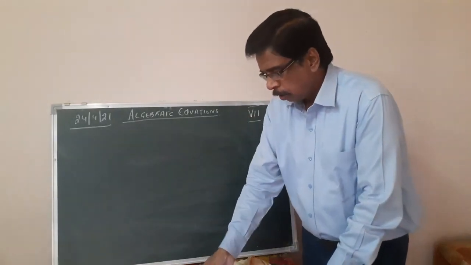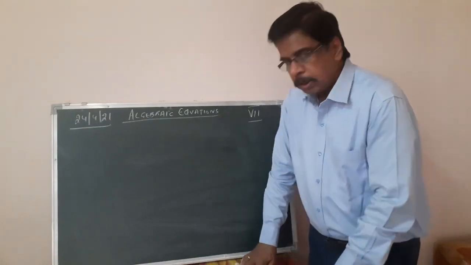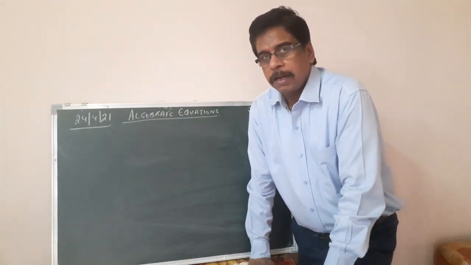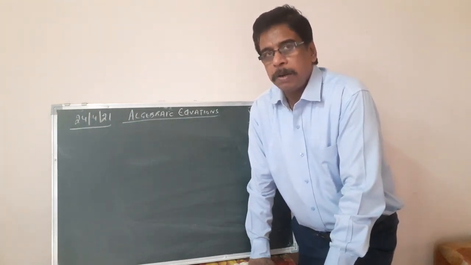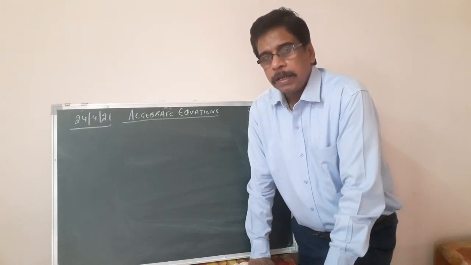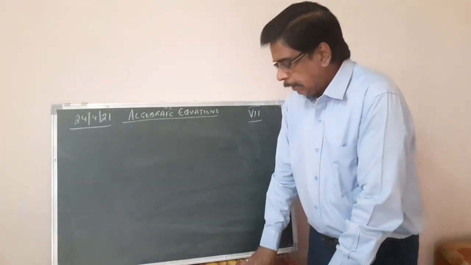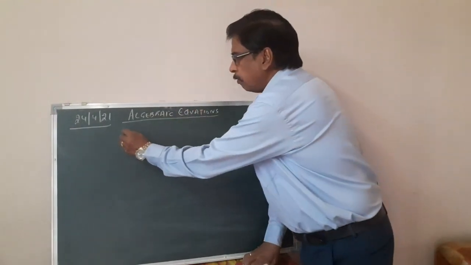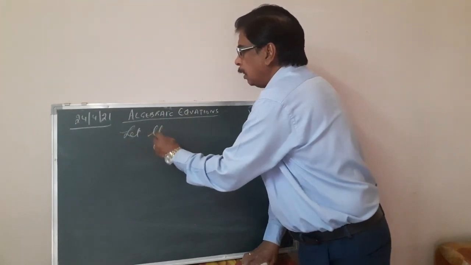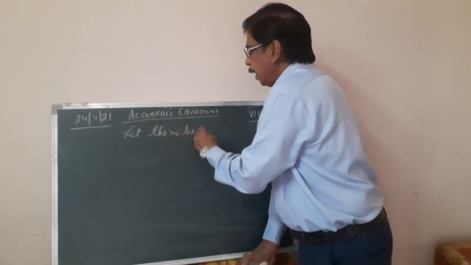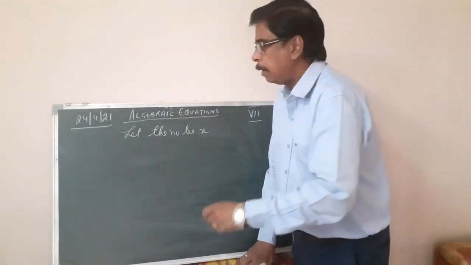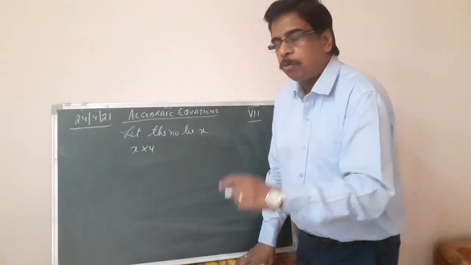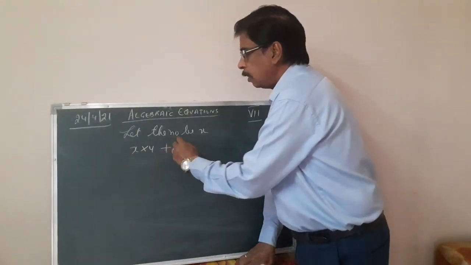Let us start. For example, suppose Amina asked Sarla to think of a number. She says, now you think of a number, multiply that number by 4. Let us suppose she thinks of a number, we do not know what the number is, let the number be x. She says now multiply it by 4. So she multiplies it by 4. Add 5 to the number.